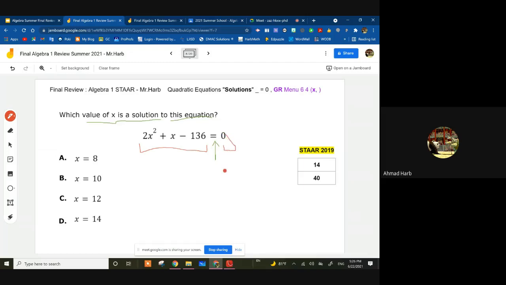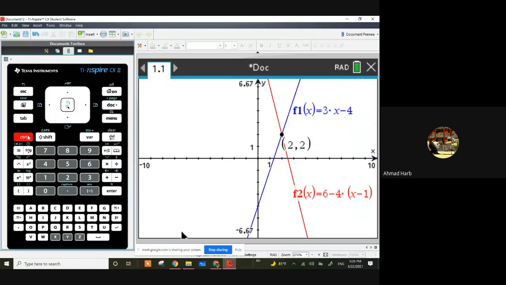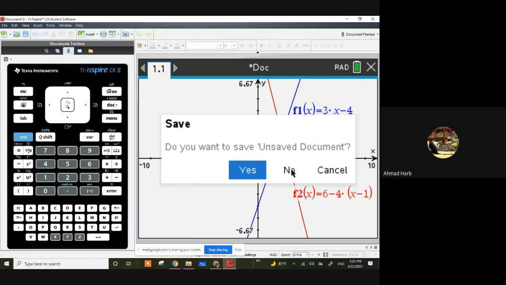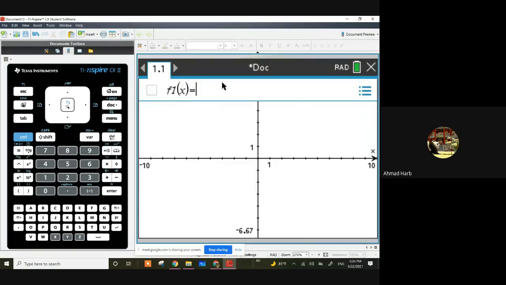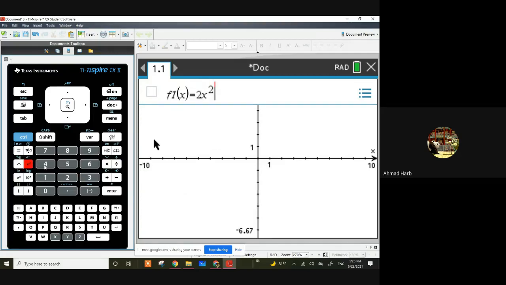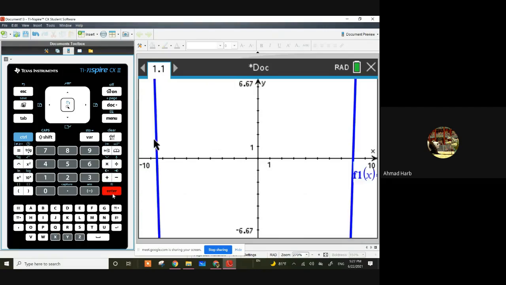Graph it. And then you do menu 64. So let's do that. So go Control N, add graph, and let's see, 2x squared plus x minus 136. Enter. And then tab, and we're going to graph the second side, which is 0.